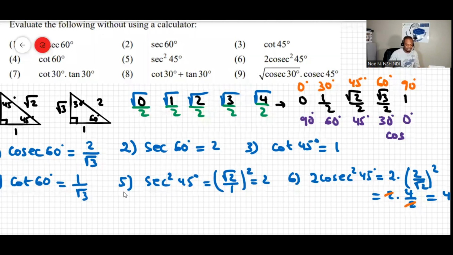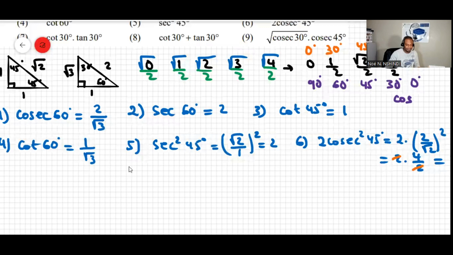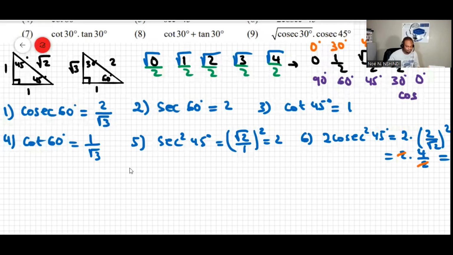That was 6, and then 7 says cot 30 degrees multiplied by tan 30 degrees. Now, cot is the inverse of tan.